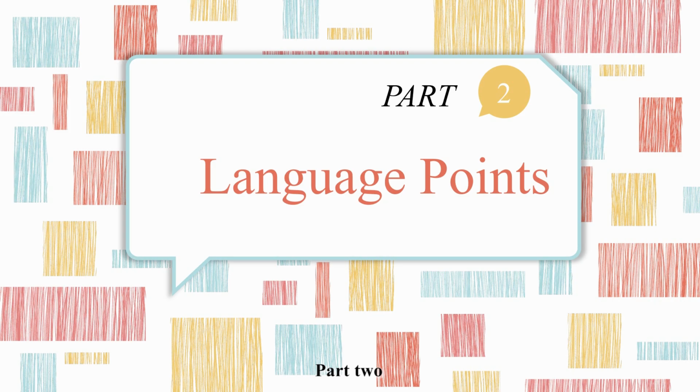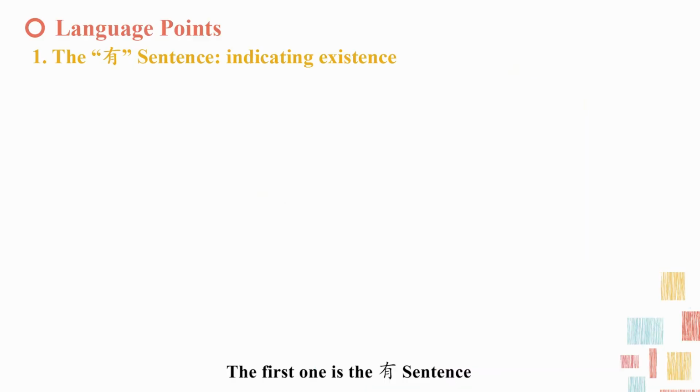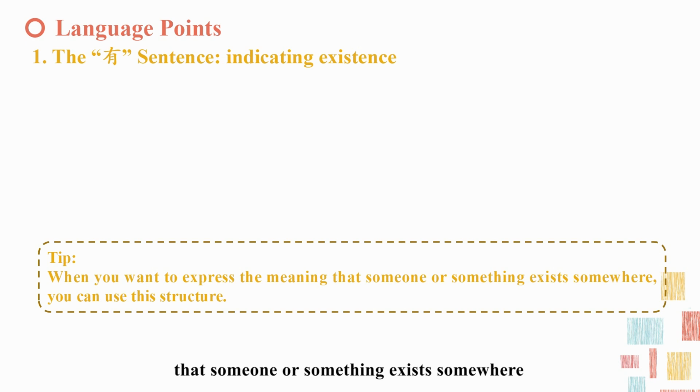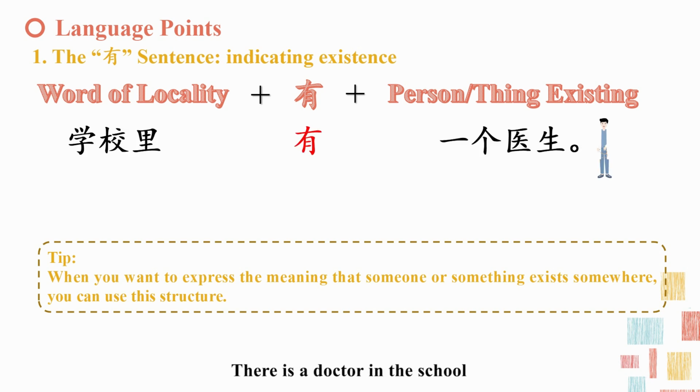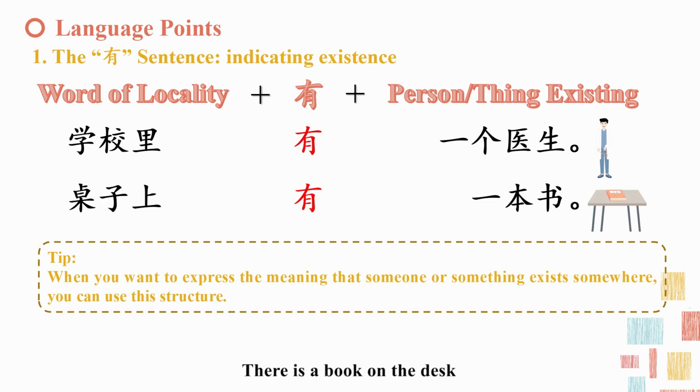Part 2. Language points. The first one is the 有、 sentence. When you want to express that someone or something exists somewhere, you can use this structure. The sentence structure is word of locality plus 有、 plus person or thing existing. For example, there is a doctor in the school. You can say, 学校里有一个医生。 there is a book on the desk.